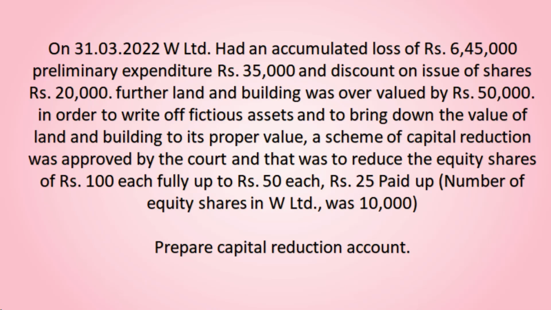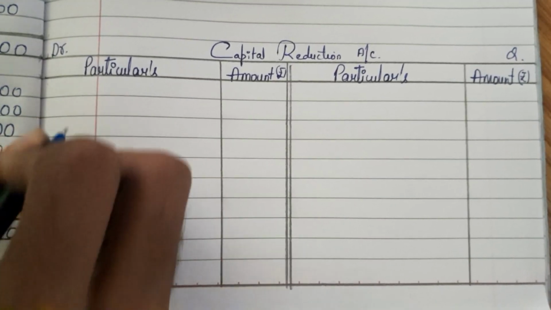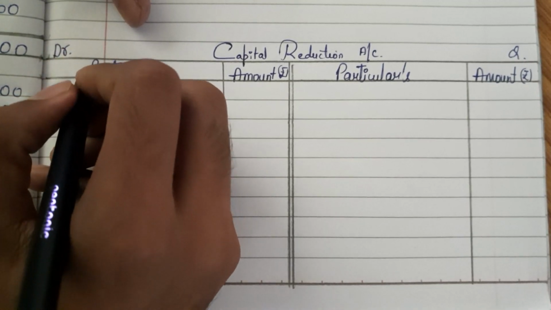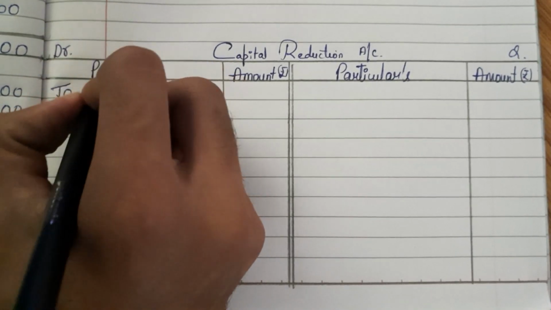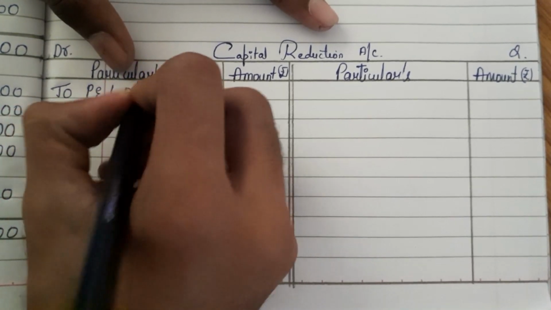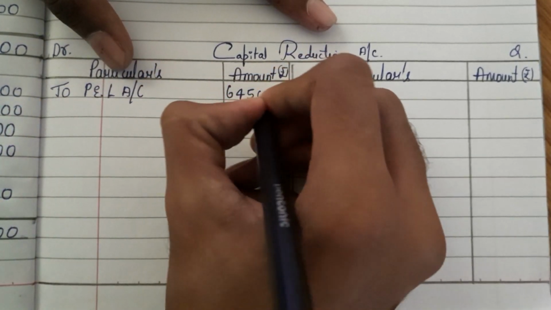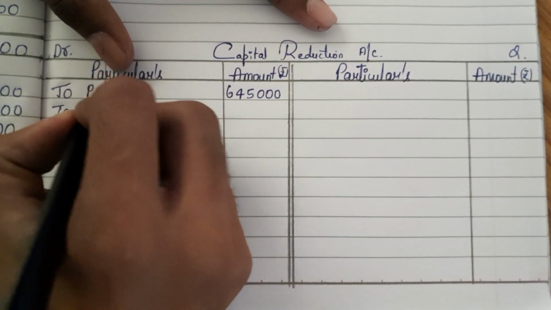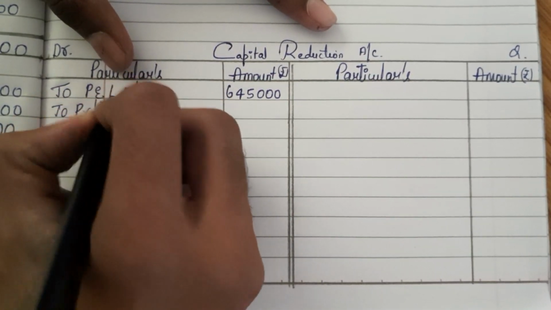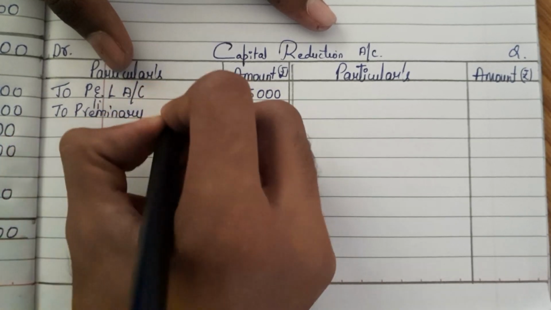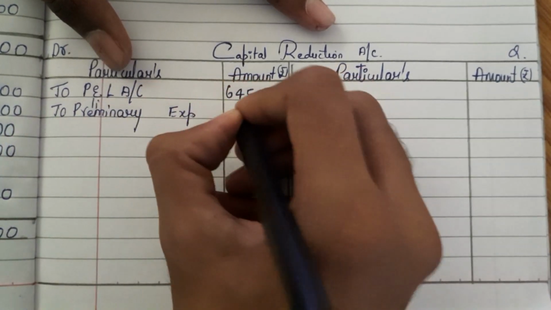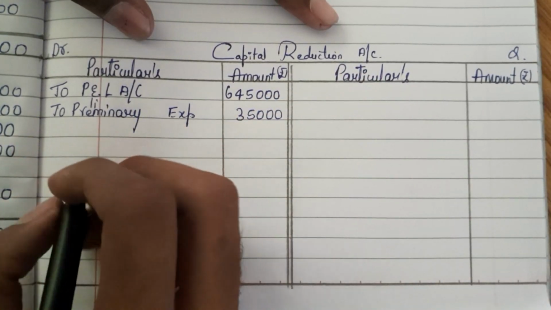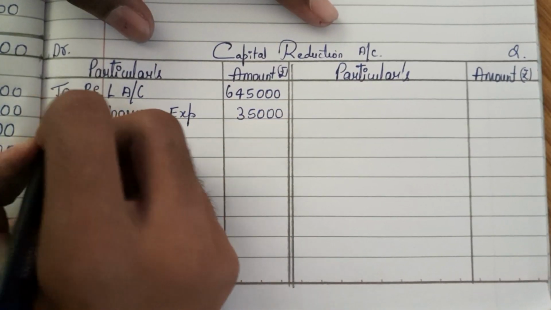Now see here, first write all the losses which you have written off. First, accumulated losses of rupees 6,45,000 we have written off. So to P&L account 6,45,000. Next, preliminary expenses. So to preliminary expenses is 35,000. Next, discount on issue of shares.